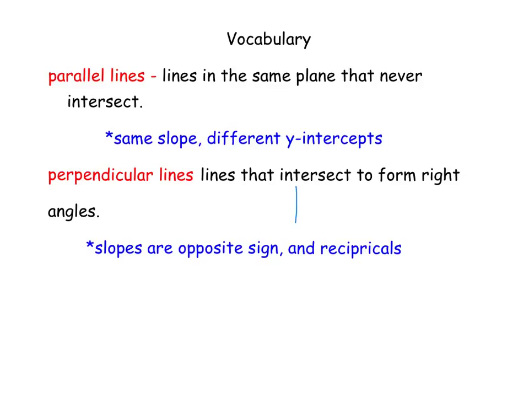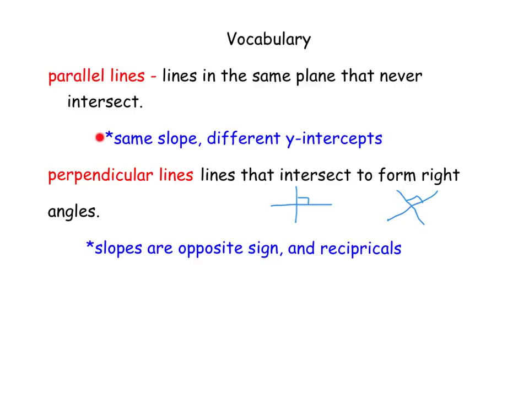So, and I am estimating, but like that. They're perpendicular. And it doesn't matter which, and I'm not so good at doing it this way, but it doesn't matter their orientation as long as they form that right angle.